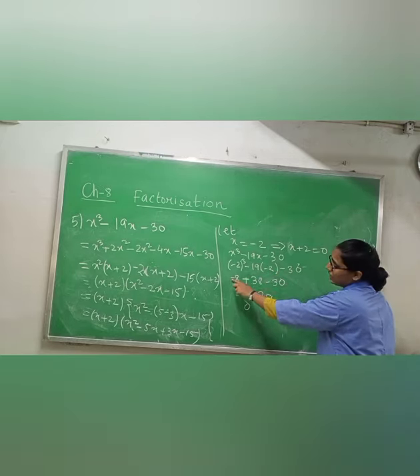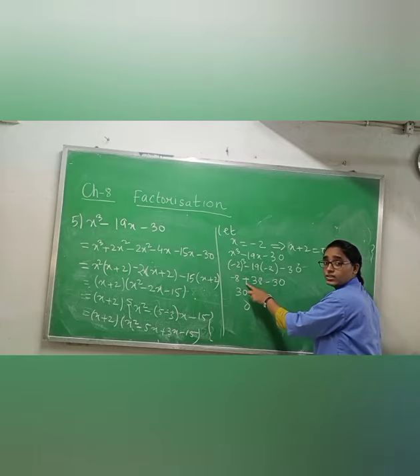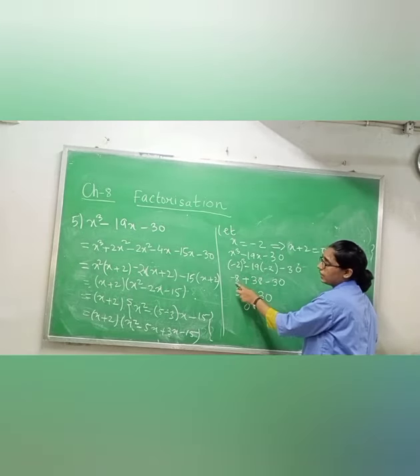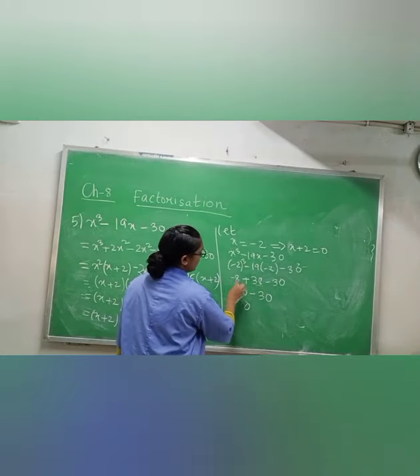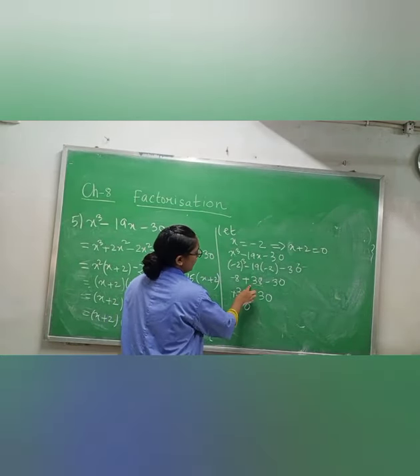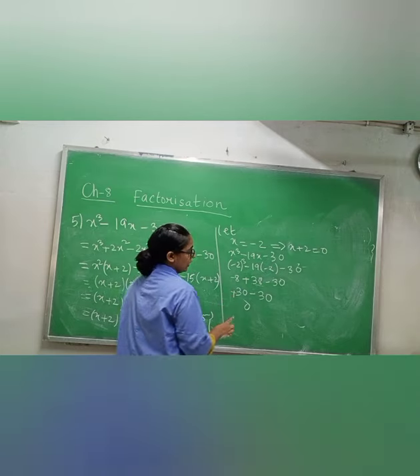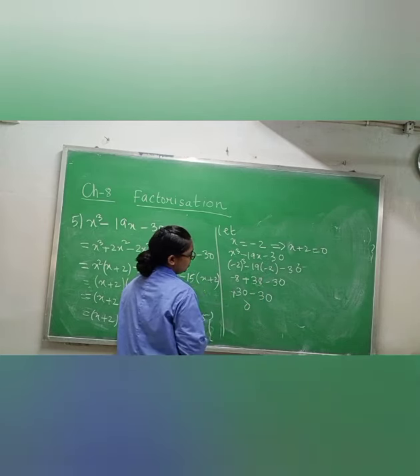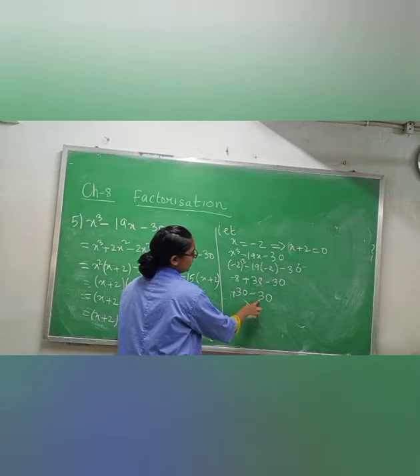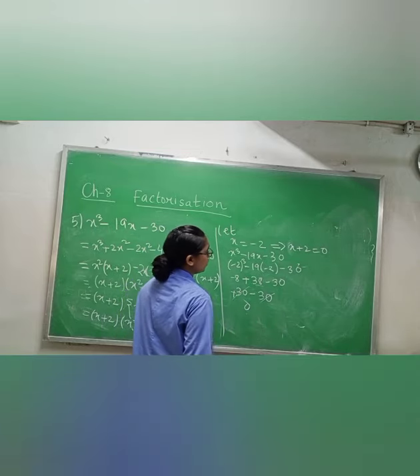Okay. Now minus 8 plus 38 minus 30. Why plus 38? Because 38 is greater than 8. And which sign will we put? The sign of the number which is greater. So 38 is greater, with 38 we have plus sign, that is why I am putting plus sign. Plus 30 minus 30 will cancel and it will give you 0.